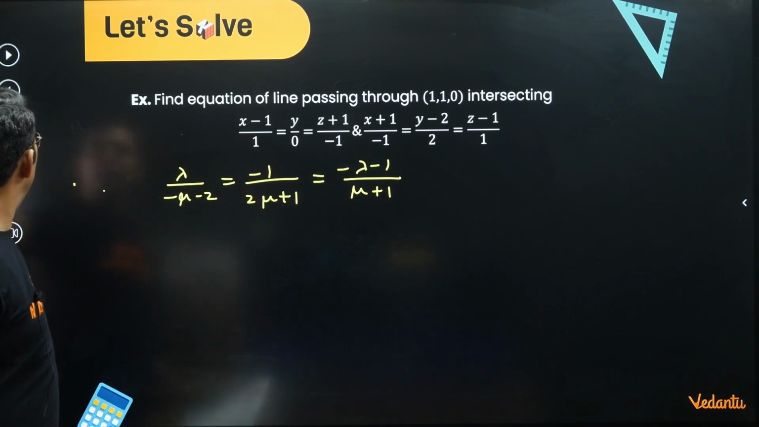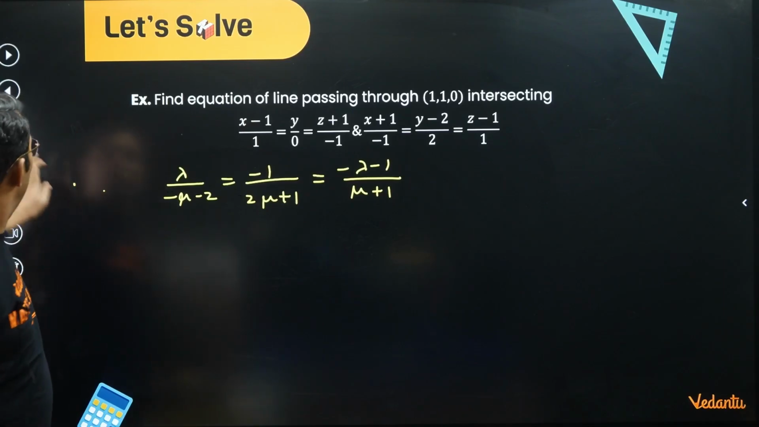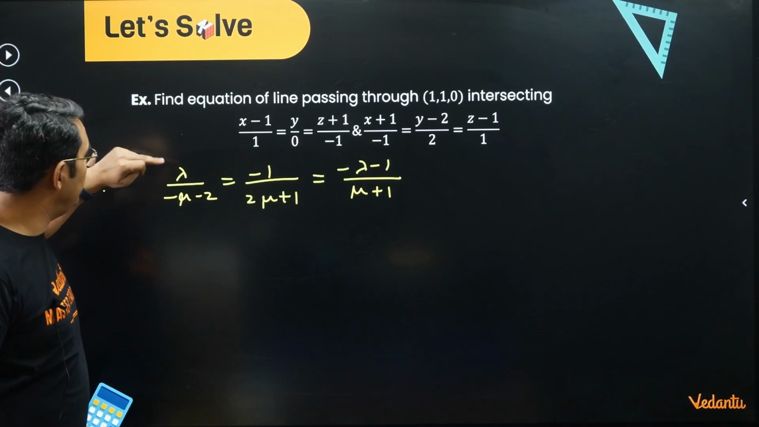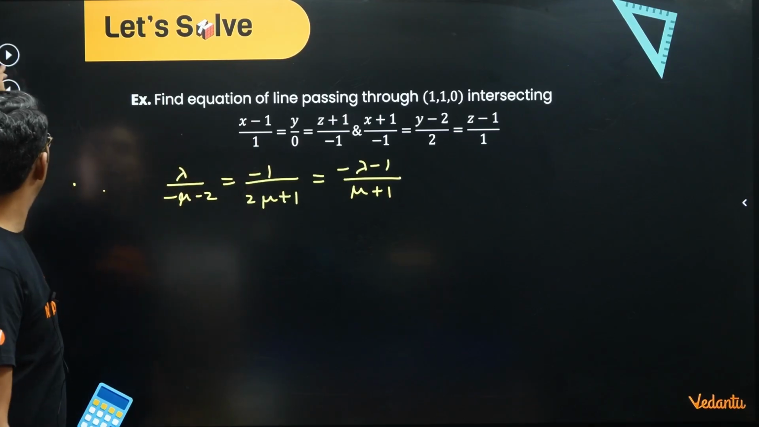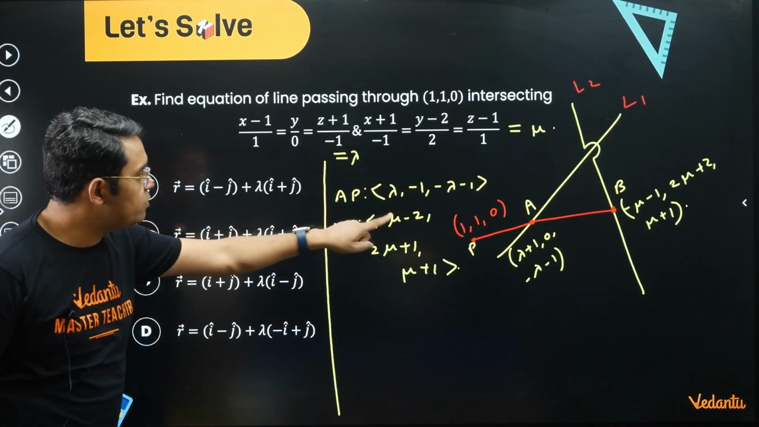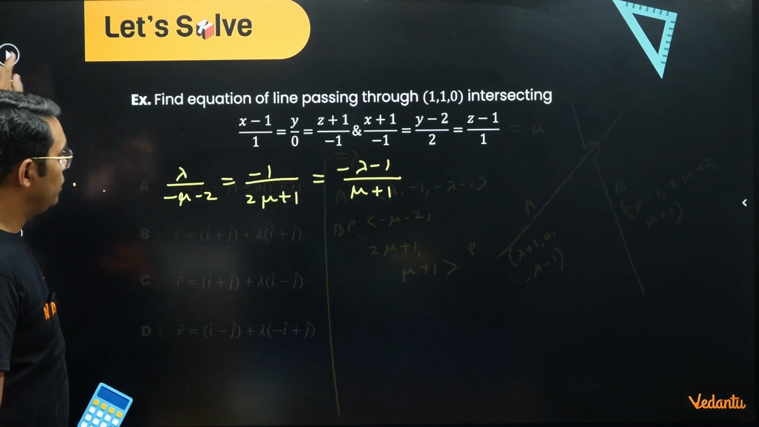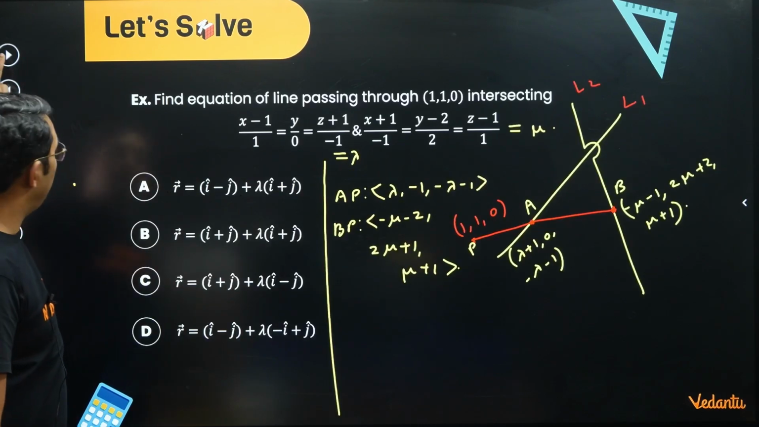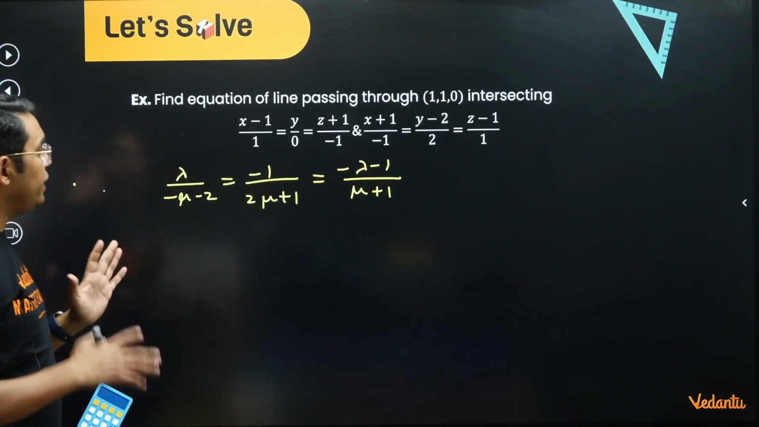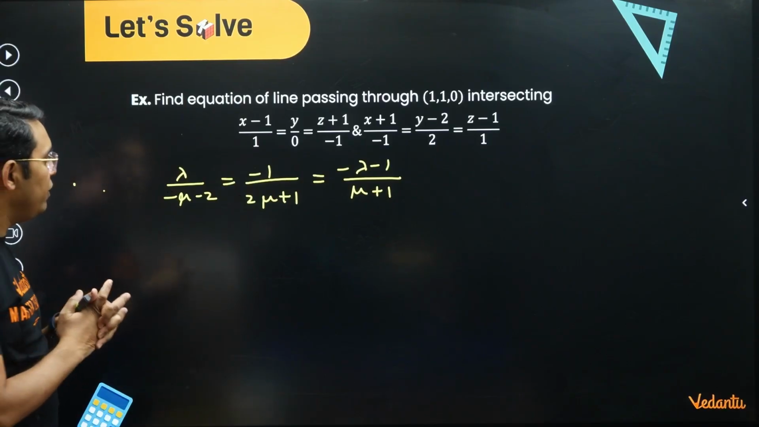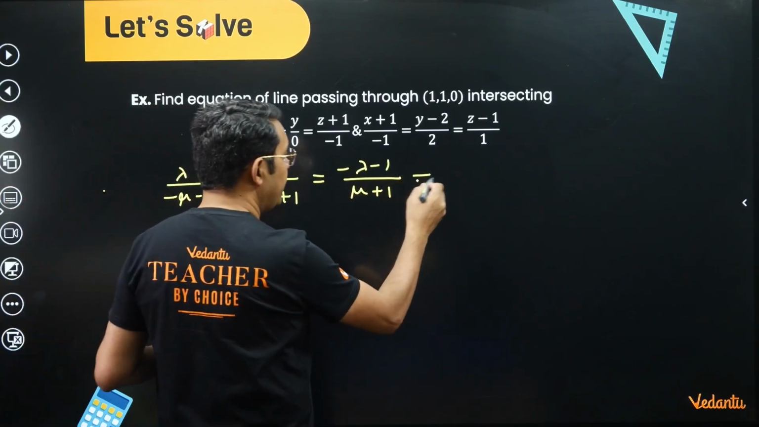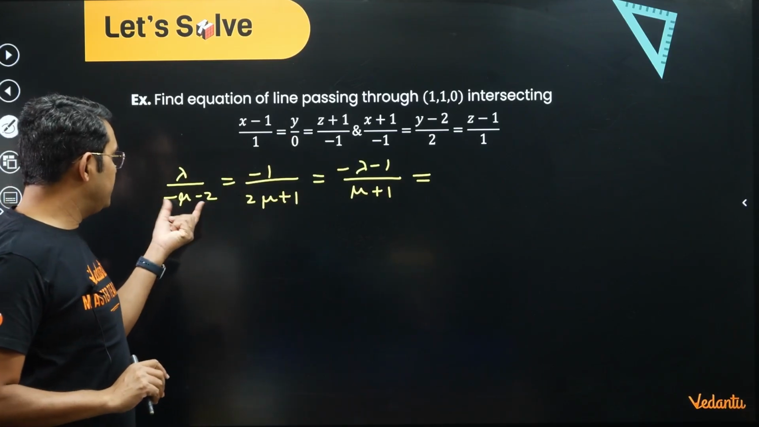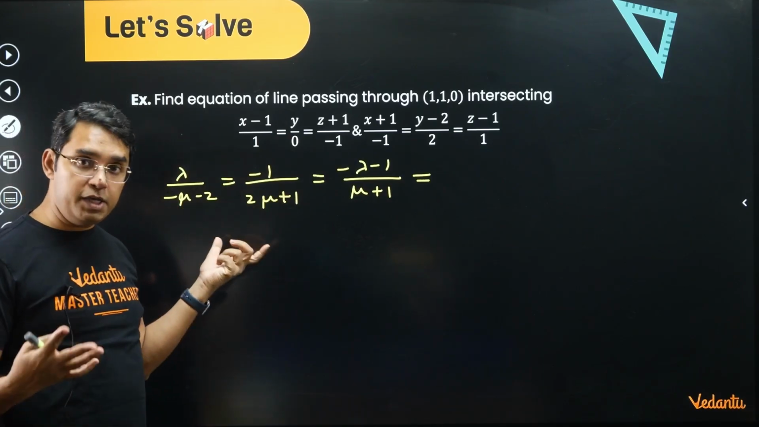Let me just check whether these numbers are correct. Lambda minus 1, minus lambda minus 1, and for mu it is minus mu minus 2, 2 mu plus 1, and mu plus 1. Okay. Now dear students, to solve this we will be using the ratio and proportion law. What is the ratio and proportion law? These three ratios are equal.